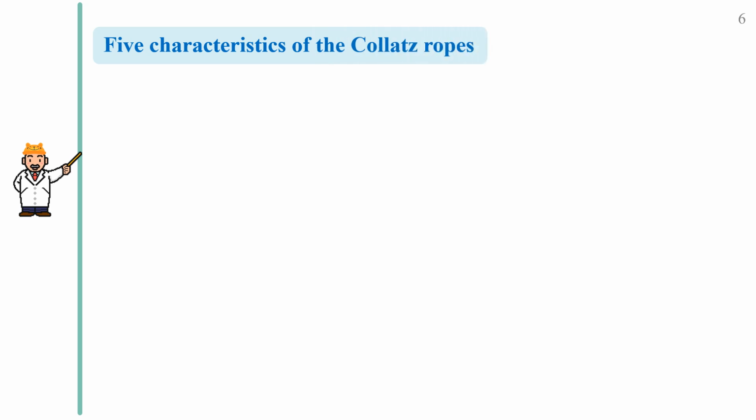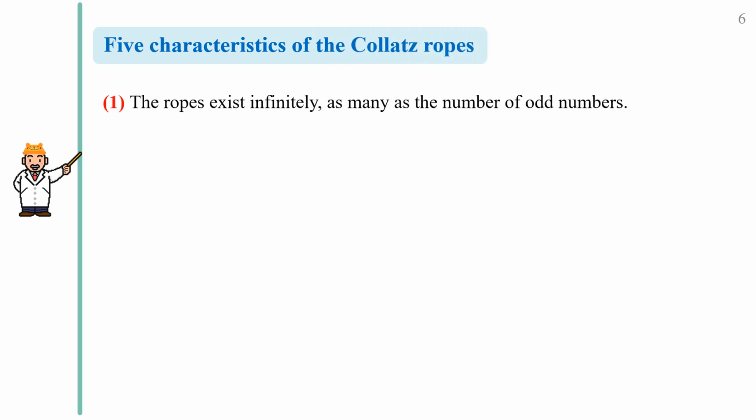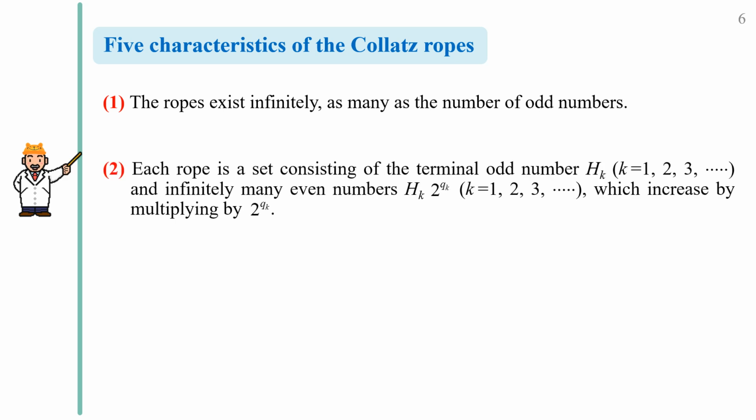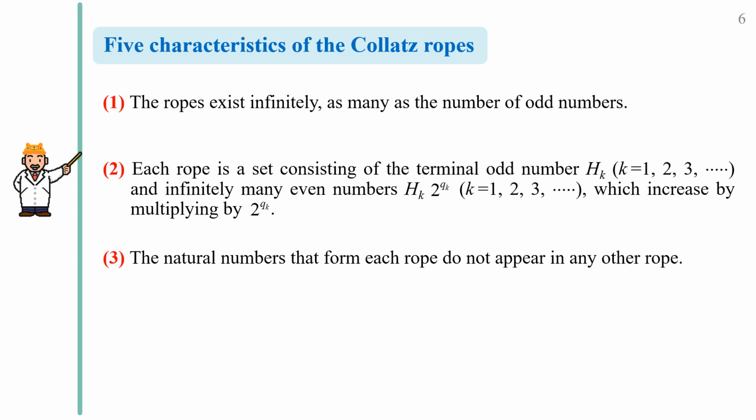Collatz ropes have the following characteristics. 1. The ropes exist infinitely, as many as the number of odd numbers. This is because each rope has one odd number at its end. 2. Each rope is a set consisting of the terminal odd number h sub k and infinitely many even numbers h sub k times 2 to the power of q sub k, which increase by multiplying by 2. This is as described earlier. 3. The natural numbers that form each rope do not appear in any other rope. This is because each rope has a different odd number h sub k, and the even numbers are obtained by multiplying that odd number by 2 to the power of q sub k.